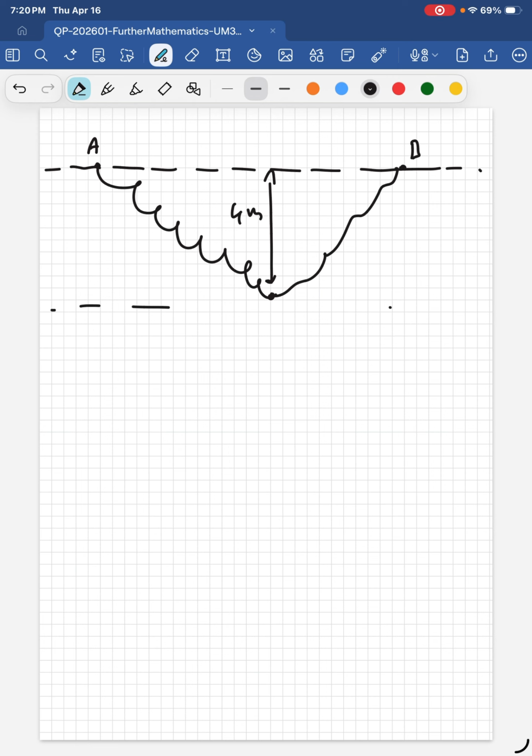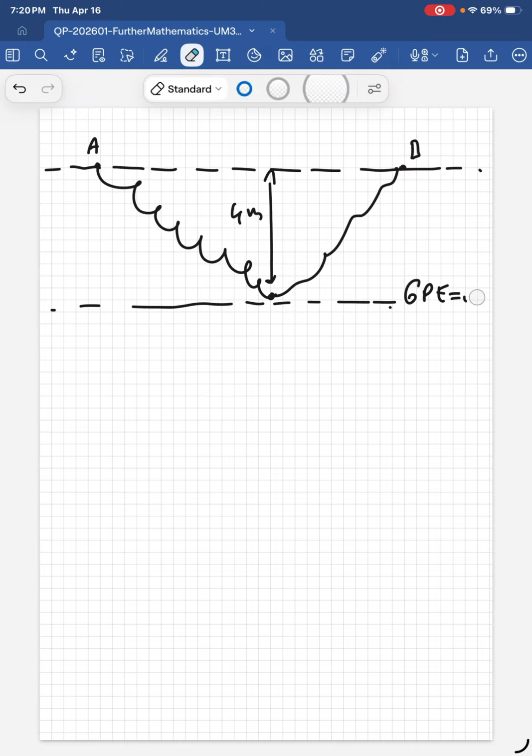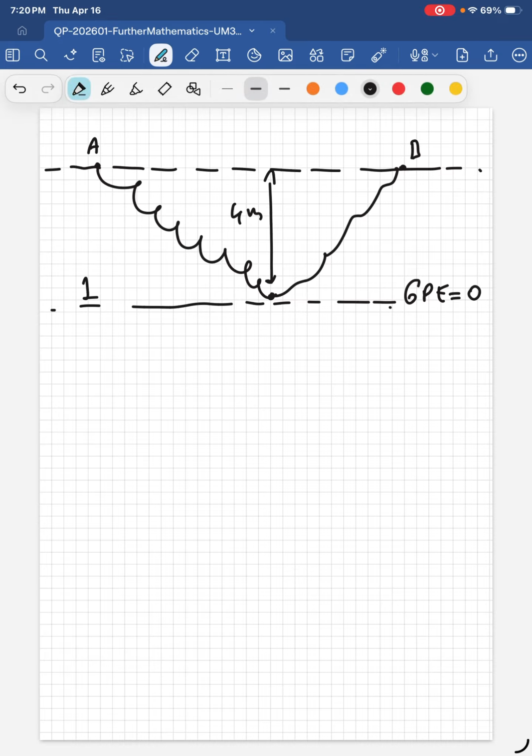We will take the gravitational potential energy to be 0 at the lowest level. Okay, so that's 0. We will call this point 1 and then point 2. And the story is that the total energy at 1 should be equal to the total energy at point 2.